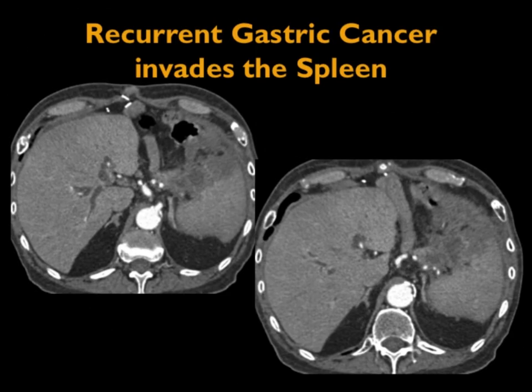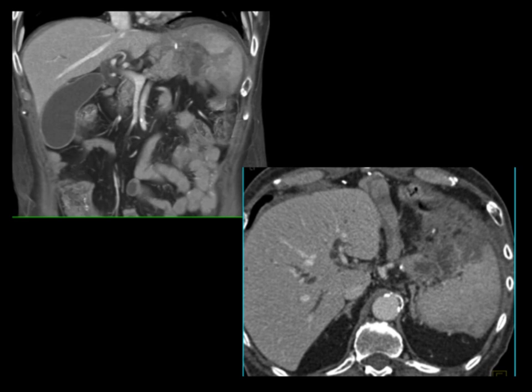This is an example of a patient with gastric cancer, which is recurrence. You can see the tumor is extending to the spleen, is on the splenic surface, is growing into the spleen. So again, direct extension of tumor. So then we're thinking pancreas, we're thinking about gastric. And here is again very nicely shown with the 3D imaging.